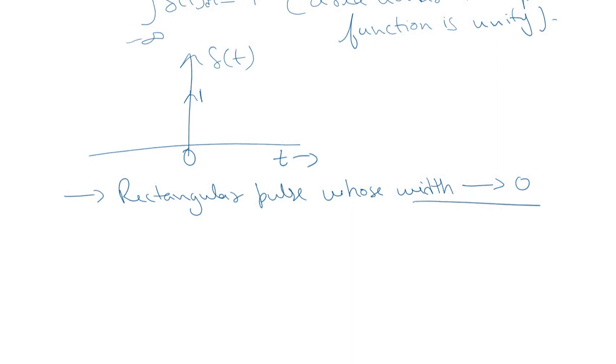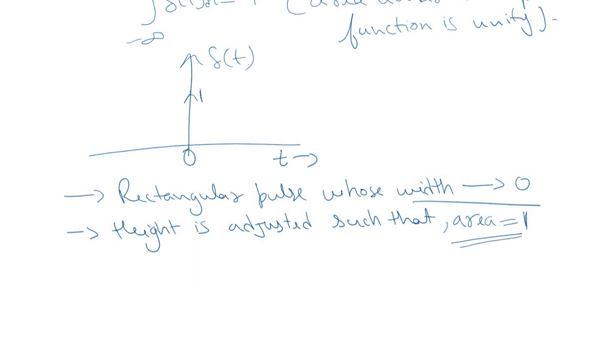and the height of the pulse is adjusted such that the area is maintained at unity. That means the width is 0 and the height is adjusted such that the area is equal to unity. And actually the important feature of this unit impulse function is not its shape, but the fact that the effective duration, or you can say the pulse width, approaches 0 while its area remains unity.